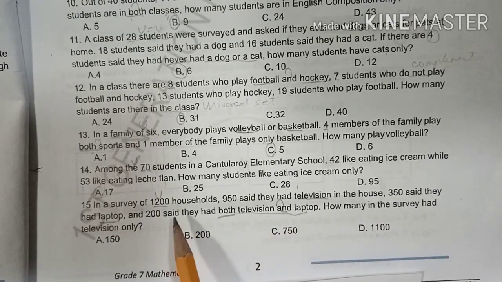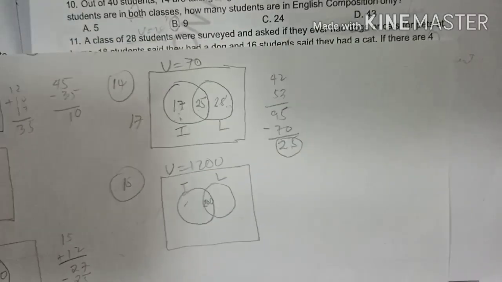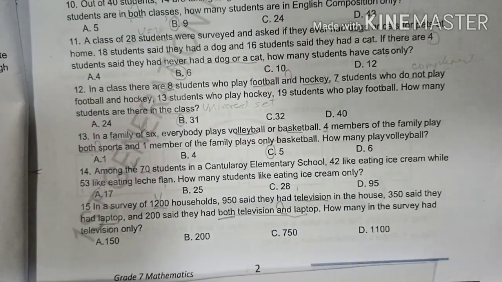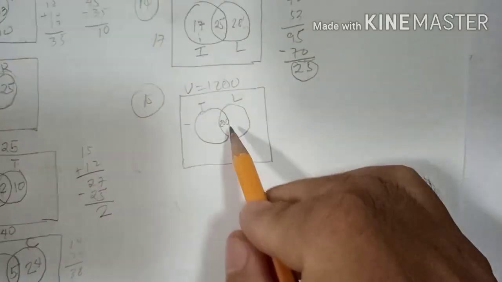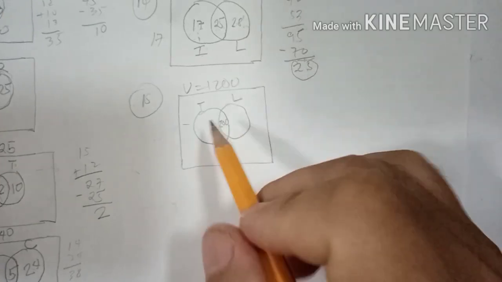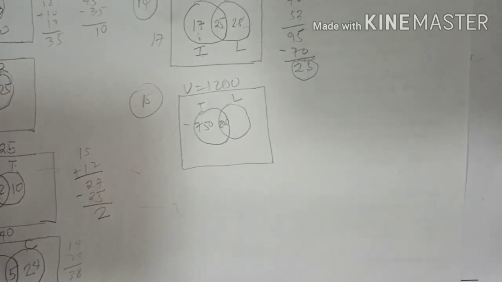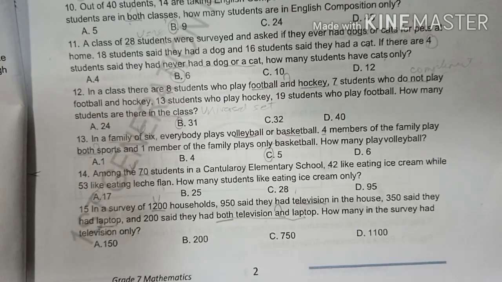Now for television, let's go back again to the problem. 950 said they had television. So television, 950. We had 200 already. What is lacking to 200 to get 950? It's 750.